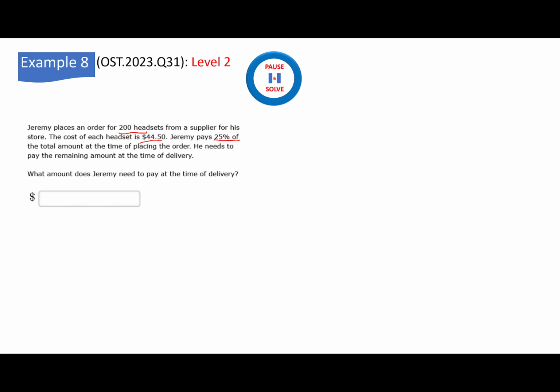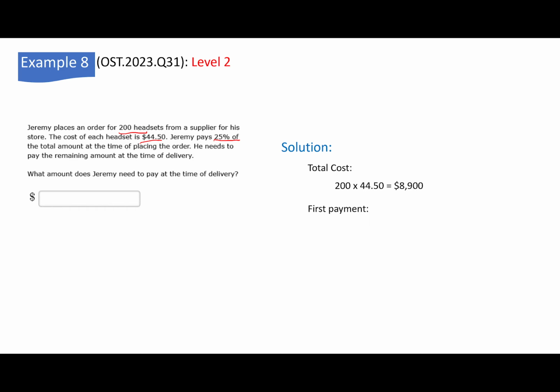First of all, we really need to find the total cost. The total cost is 200 times 44.50. That's $8,900. How much did he pay in down payment? 25%. So 25% is 0.25 times 8,900. So he paid $2,225. How much is left? The difference between these two numbers. You get $6,675.